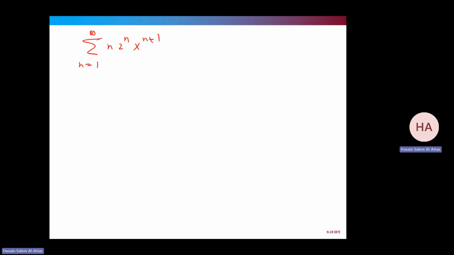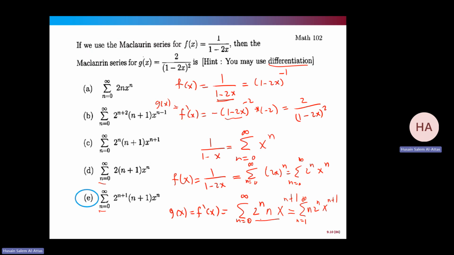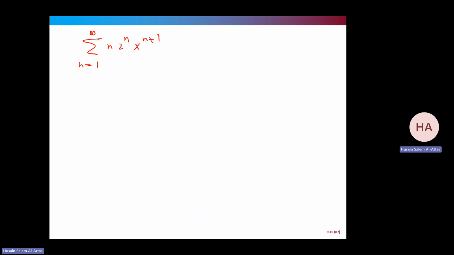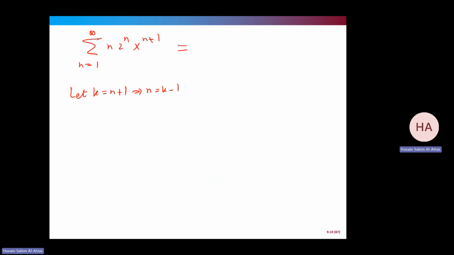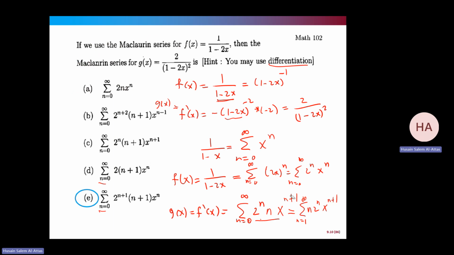Starting from 0 and the power x to the power n. Okay, so let k equal n plus 1. That means n is k minus 1. Plug it here. Let k equal n plus 1. Then n equals k minus 1. Is it? No, sorry. This is n minus 1.